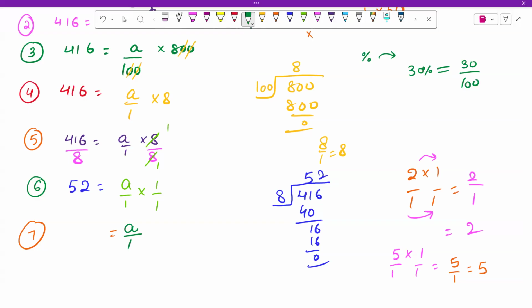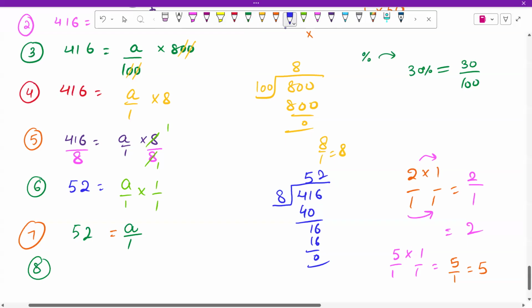A over 1. Okay. Then A over 1 is how much? Just like 5 over 1, 2 over 1, 70 over 1, whatever is over 1, a number over 1 is how much? A. A is 52. So the value of A we have found is 52.